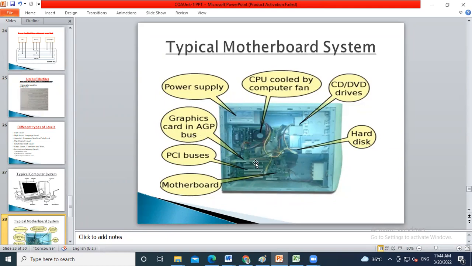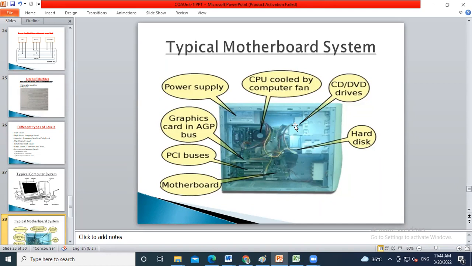So for gaming purposes, we are using the graphics card. And this one is the power supply. The main AC power supply is connected to this place. There is one fan mounted here, which is the CPU cooler. There is one fan inside this for keeping the processor cool.